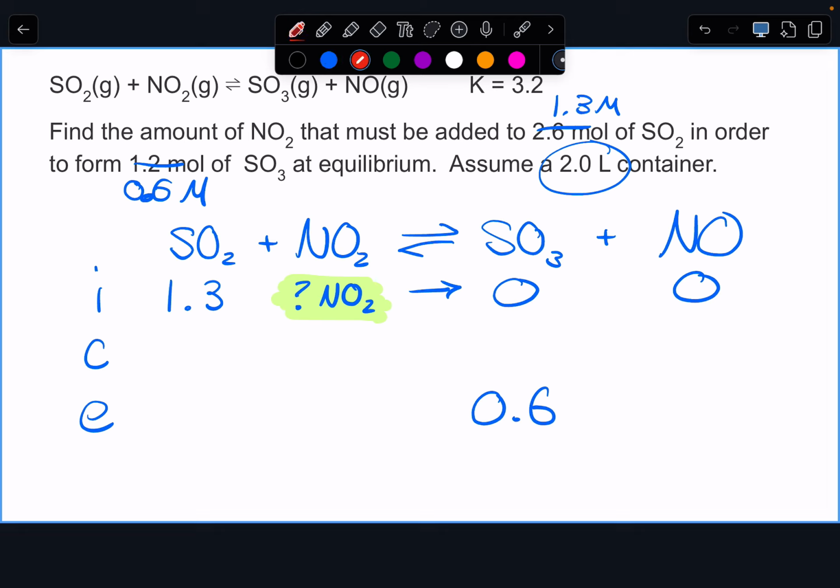So the reaction has to go to products because there's no SO3 and NO as far as we know. It just says NO2 must be added to SO2. So there's nothing to start with of the products. We have to be forming products, which means the change has to be subtracted off of the reactants and added to the products.